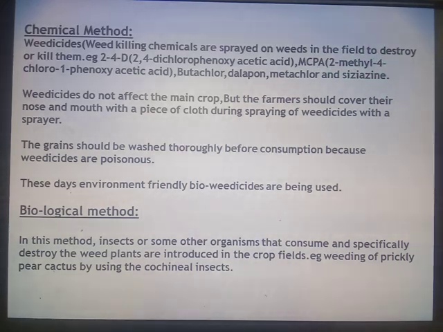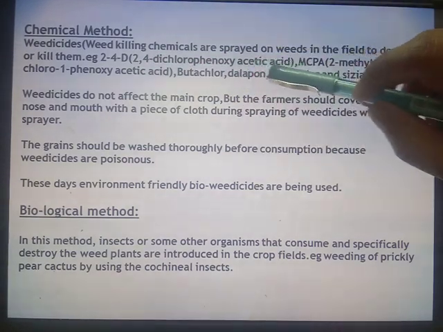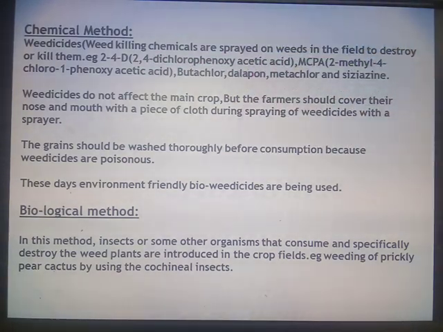What do we do in this method? The weed killing chemicals are sprayed on weeds in the field to destroy them. For example, 2,4-D. This is the short form of a chemical, and its full name is 2,4-dichlorophenoxyacetic acid. So these types of weedicides are used to kill the weeds in the crop.